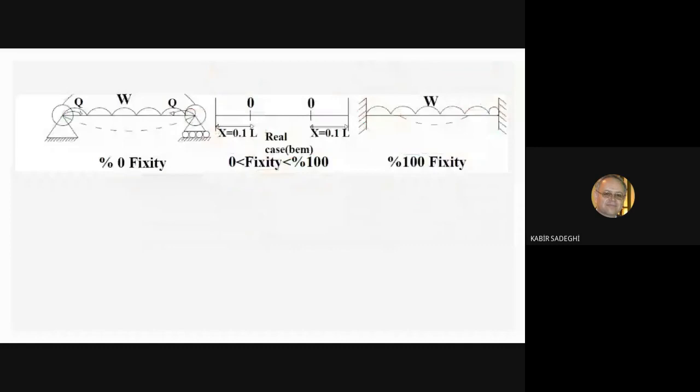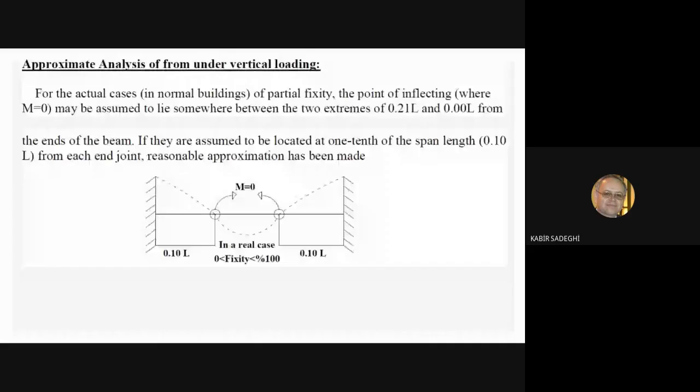Therefore, for the actual cases, as I mentioned, in normal buildings, partial fixity, not total fixity, semi-rigid connections, not rigid connection, not hinge connection. The point of inflection where M is zero may be assumed to lie somewhere between the two cases of 0.21L and 0L. 0L is for simply supported beam, 0.21L is for fixed support beam from the end of the beam. If they are assumed to be located at 1/10 of the span, it means 0.1L, 1/10 of the span length, 0.1 and 0.1.